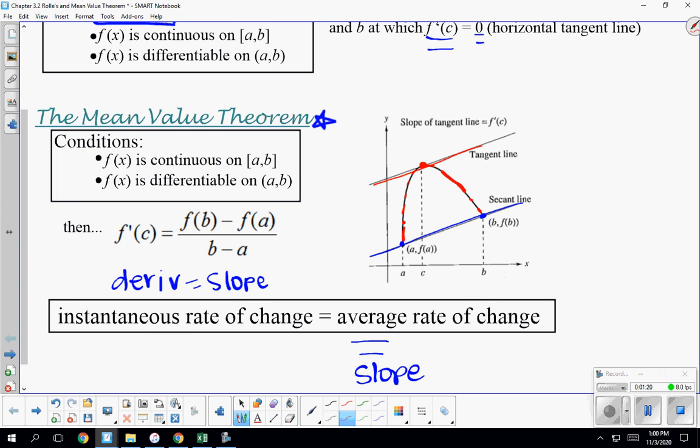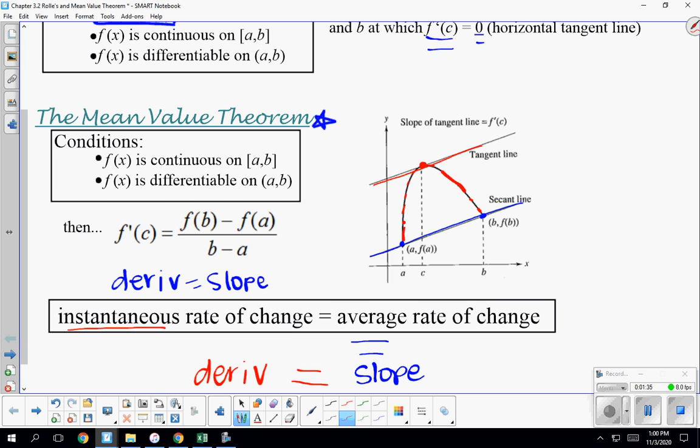And so what that means is our instantaneous rate of change, which is our derivative, gives me the slope of the tangent line. It says the derivative has to be exactly the same as the slope at least once in the interval.